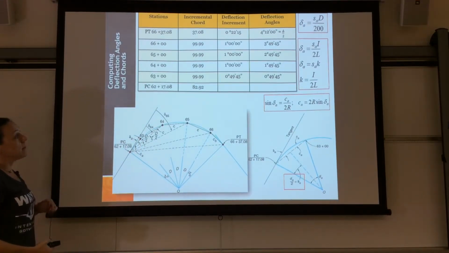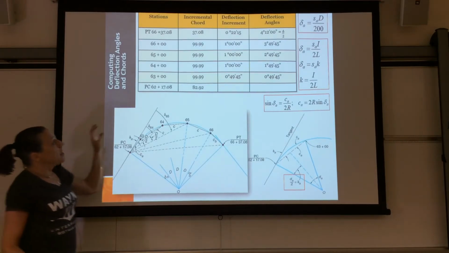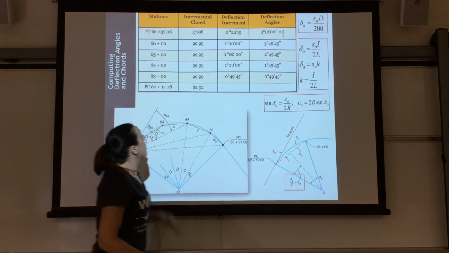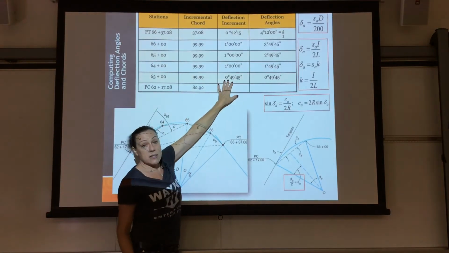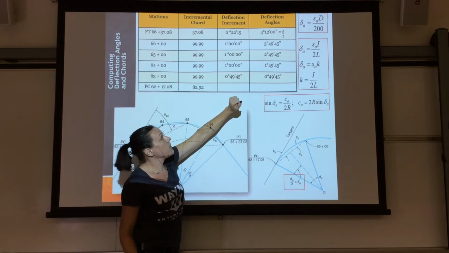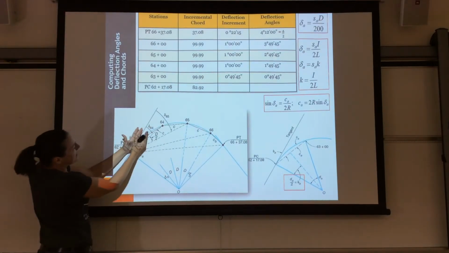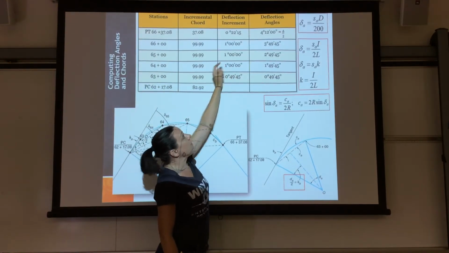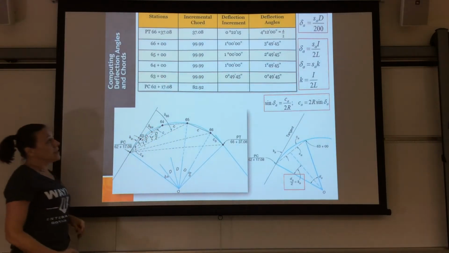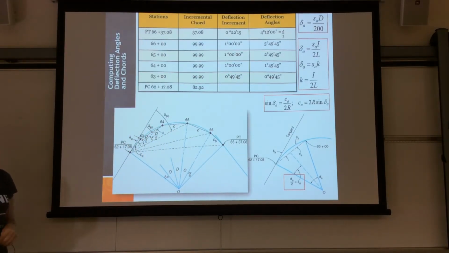All right? Now, the deflection for between here to here, 62 to 63, is 0 degrees, 49 minutes, 45 seconds. From 63 to 64, that is always going to be 1 degree until the very end, and that subdeflection is 0 degrees, 22 minutes, and 15 seconds.